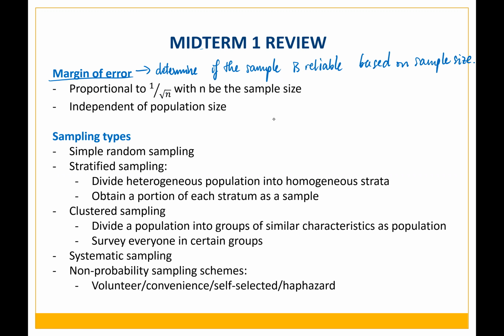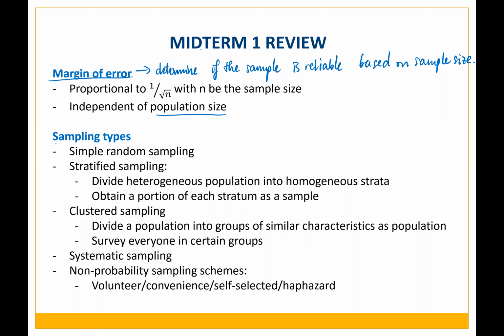So this is the tricky part. Say if you have a very big population or a very small population, regardless of your populations, margin of error is going to give the same value if you have the same sample size. So even if you have a very big population but a very small sample size, or a small population and a small sample size, it doesn't really make a difference in the reliability based on margin of error evaluation.